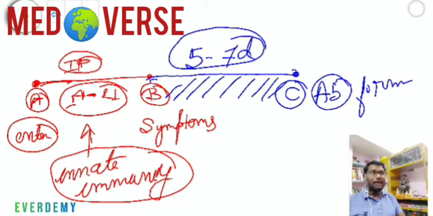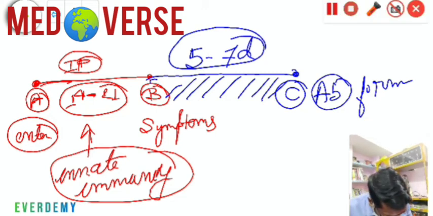After 5 to 7 days, the serum is positive for the antibody. So the serum converts from initially positive for antigen-based testing to positive for antibody-based testing. So seroconversion occurs. This time period is very important.